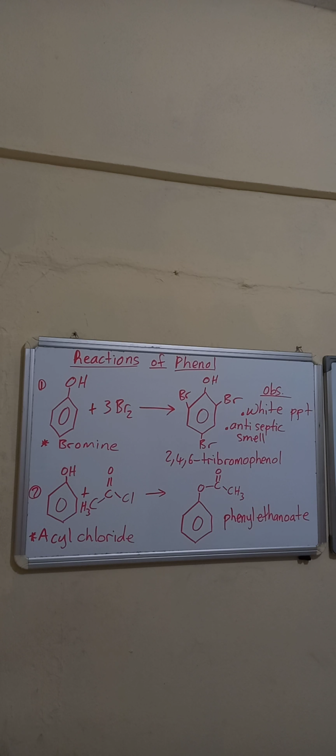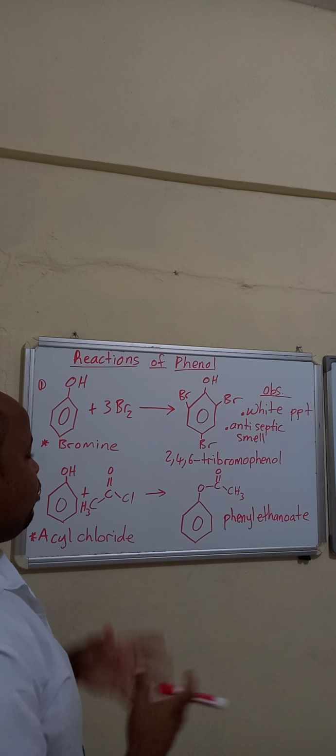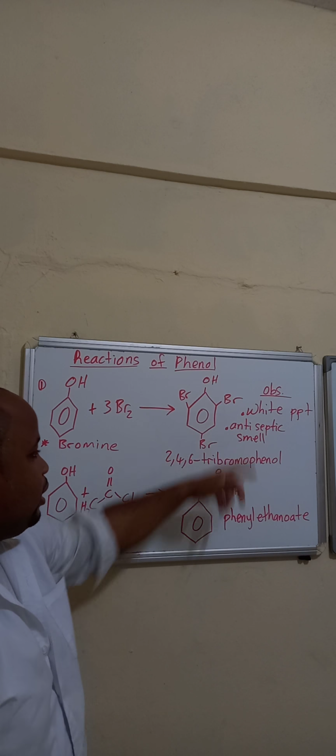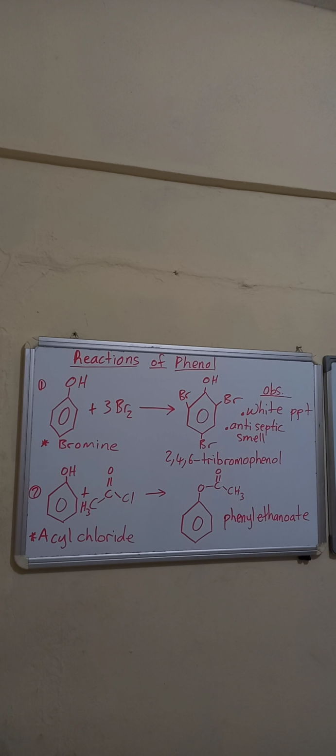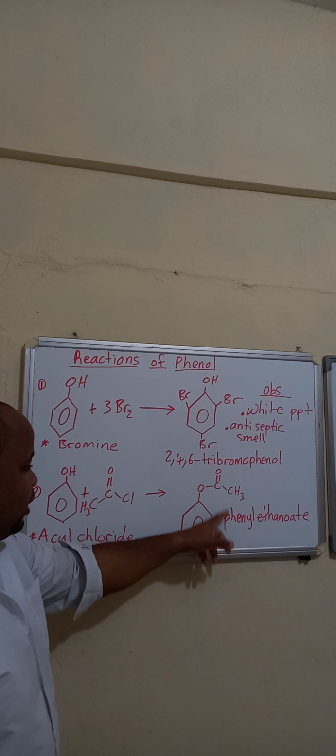Alright, so we're looking at some reactions of phenol. So the first one is phenol with bromine, and you will get 2,4,6 tribromophenol. In terms of observation, you will get a white precipitate, and in terms of scent, it is an antiseptic one. You should also know the reaction of phenol with the acyl chloride. When you react alcohol with acyl chloride, you get an ester. Right? In this case, it's phenyl ethanoate. So these are two reactions of phenol that you must know.